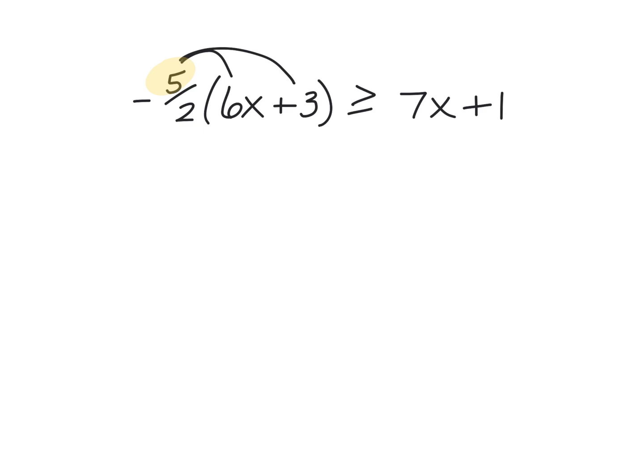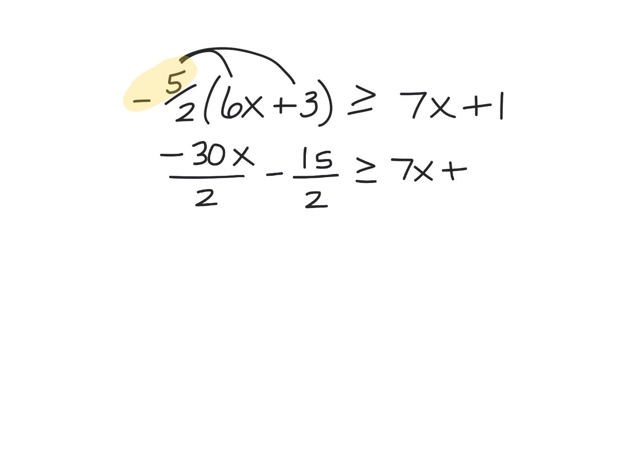And I think I'm actually going to multiply by like this negative 5 just to go ahead and deal with that. And then the bottom number just goes over as division. So this is going to be negative 30x over 2, minus 15 over 2 is greater than or equal to 7x plus 1.